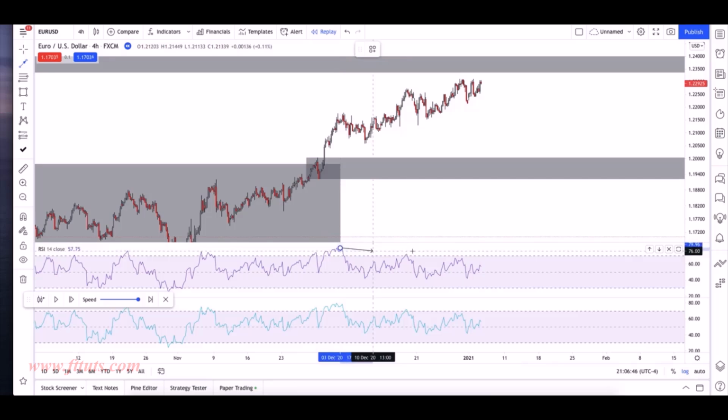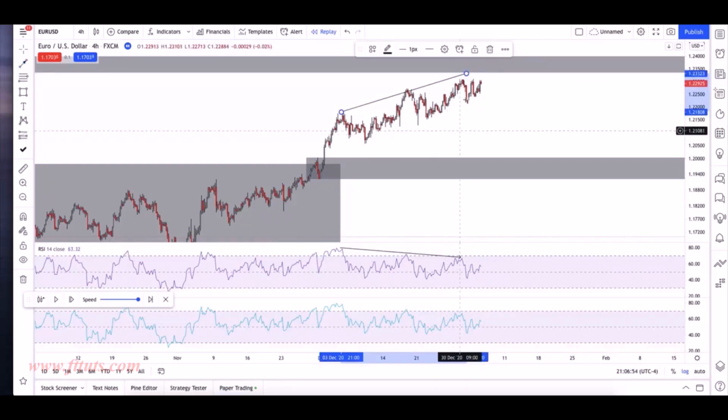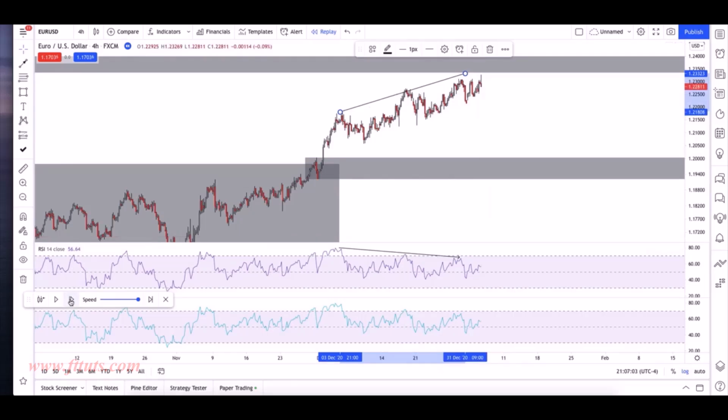So it's creating lower highs, right? So you have some lower highs here and some higher highs being created here. Now that's a strong sign of a reversal. So that's one confluence, right? Now let's wait for price to actually tap into that zone.